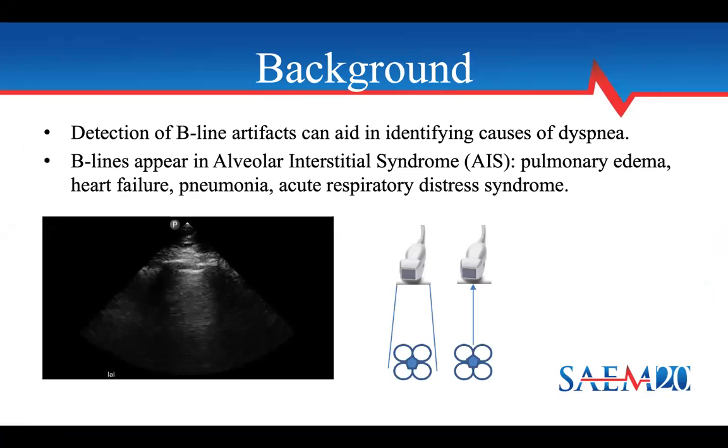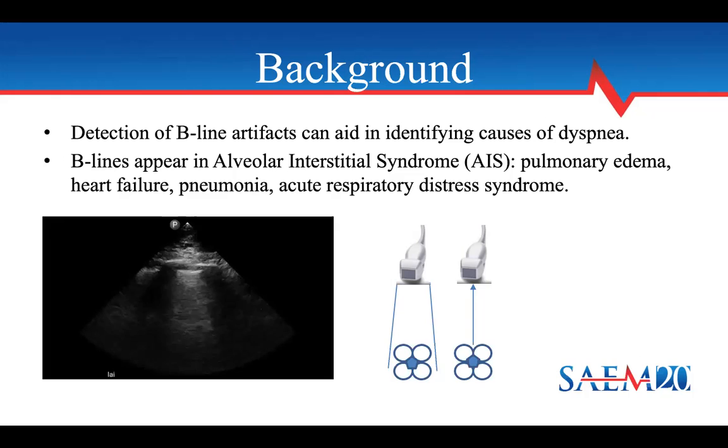Thoracic point-of-care ultrasound is increasingly being used by many specialties to aid in the evaluation and monitoring of patients with shortness of breath. In the emergency department, the detection of beeline artifacts using point-of-care lung ultrasound can aid in identifying causes of dyspnea. Beelines are hyperechoic ring-down artifacts that extend from the pleural line to the far field without tapering, as seen in the video on the slide.